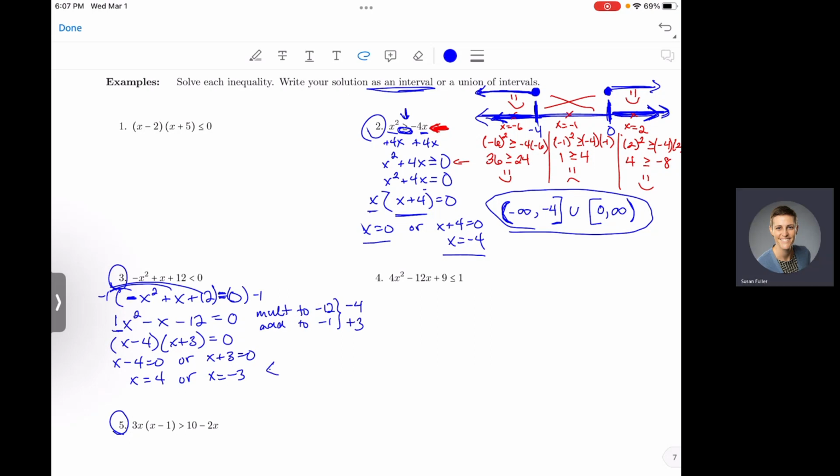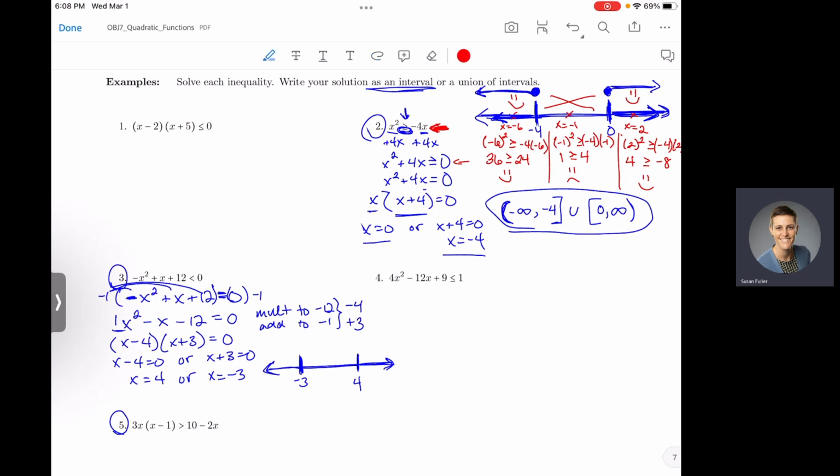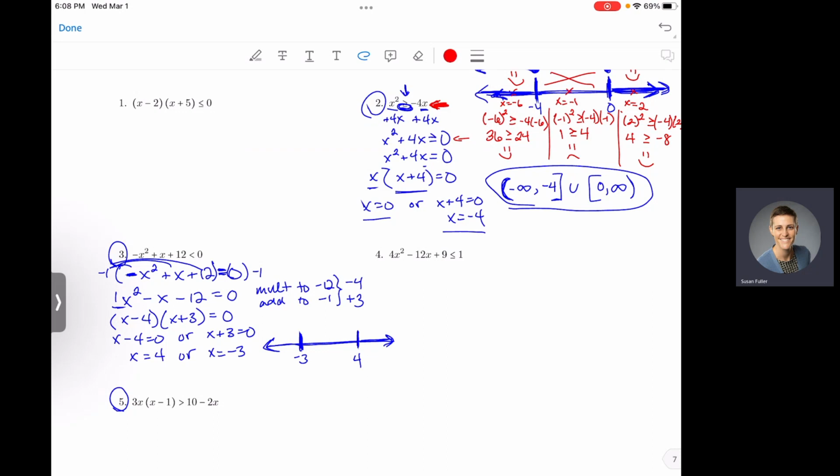And I'll put that over here. And so -3 is going to be over here, and +4 will be over here. And so if I make a cut at each one of these, I'm going to have 3 pieces: less than -3, between -3 and 4, and greater than 4. So I just have to pick a test value in each piece. You can pick any value you like, it won't matter.